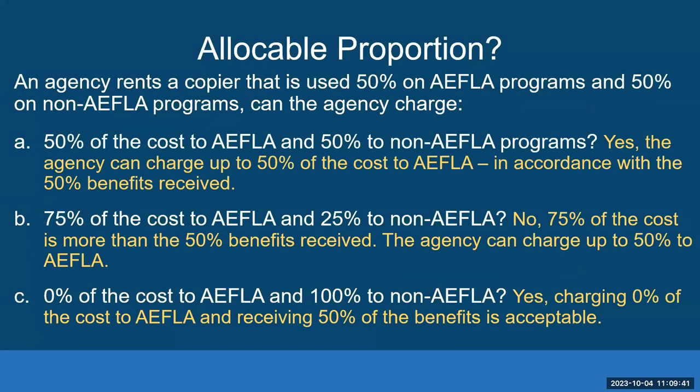And this question I think will help us to understand the allocable proportion concept. So in this case, we have an agency that rents a copier that is used 50% on AEFLA programs and 50% on non-AEFLA programs. So the question is, can the agency charge 50% of the cost to AEFLA and 50% to non-AEFLA programs? And the answer is yes. Remember, the agency can charge up to the benefit received, which in this case is 50%.